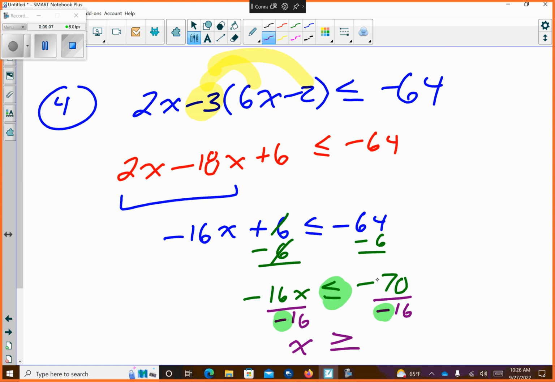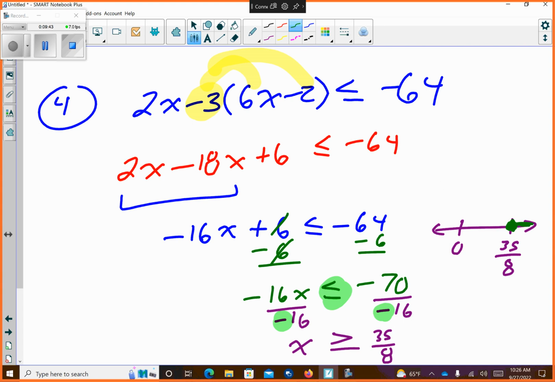Negative over negative is positive. That's 35 over 8. That's what it reduces to. Okay, I can still make a number line off this. So I know 0 is here. I know 35 over 8 is here. Do I have an open or closed dot at 35 over 8? Closed. Am I going to the right or to the left? To the right.